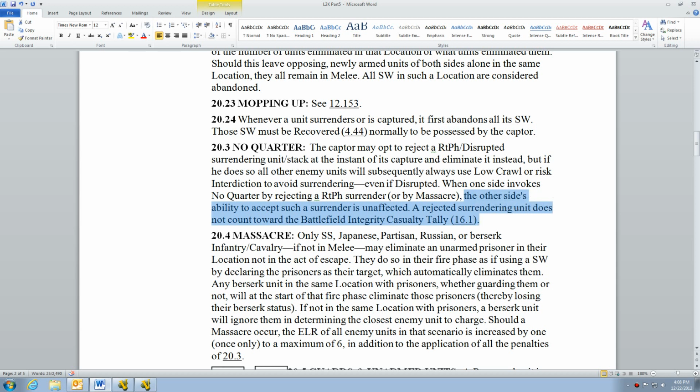So what that's basically saying is if one player decides to invoke no quarter, the other player doesn't necessarily have to invoke no quarter as well. So you can have one side doing no quarter and the other side accepting prisoners. You can have both sides accepting prisoners, or you can have both sides doing no quarter.